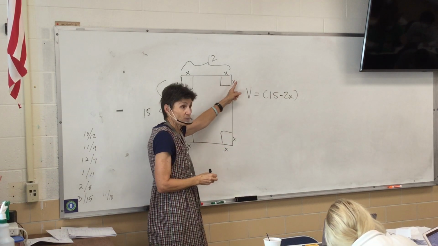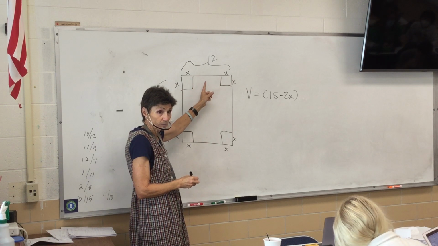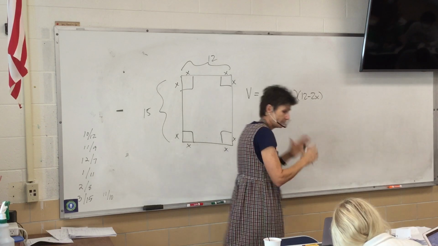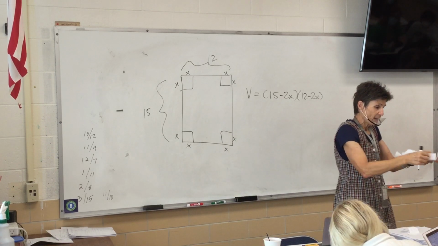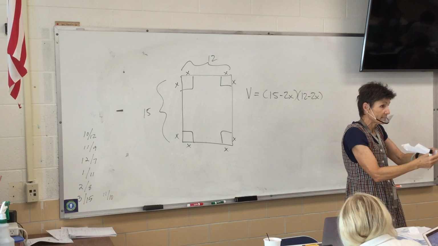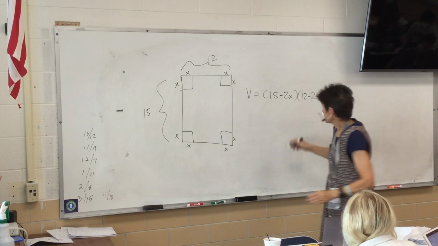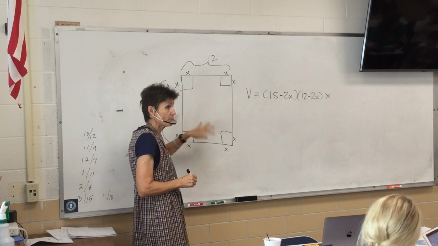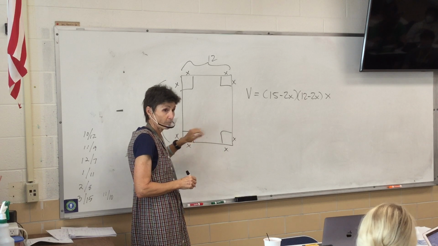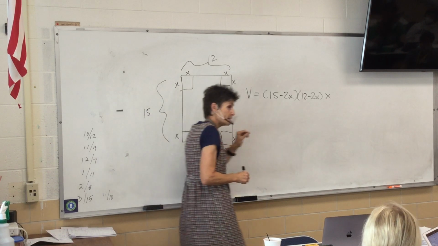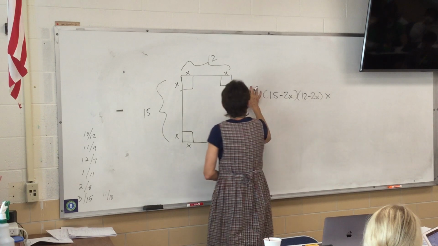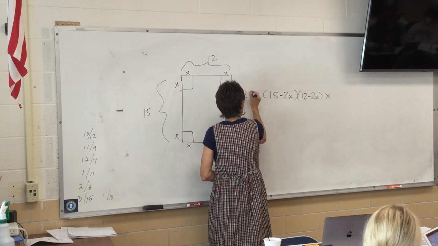What's the width of my box? It was 12. 12 minus 2x. And what's the height of my box? When I folded this up, how high did my box get? Isn't that x? So this is the equation for the volume of this box. Everybody okay with that? In this problem, I want the volume to be 125. So I want this to be 125.